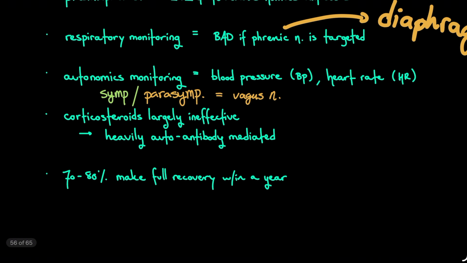Corticosteroids, largely ineffective due to this being heavily autoantibody mediated. 70 to 80% make a full recovery within a year, so that is really cool to see. Those axons are preserved once we remove the noxious antibodies, not to mention the noxious bacteria causing the confusion and causing those antibodies to be created in the first place. Once those stimuli are removed, then things go back to normal in most cases.